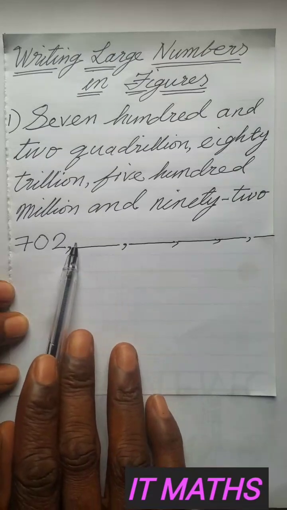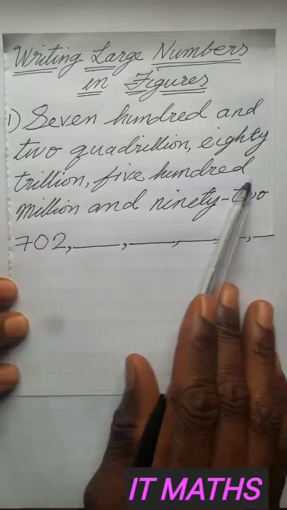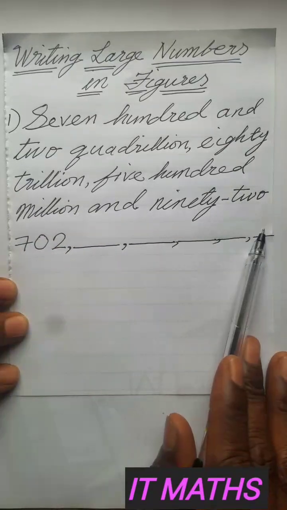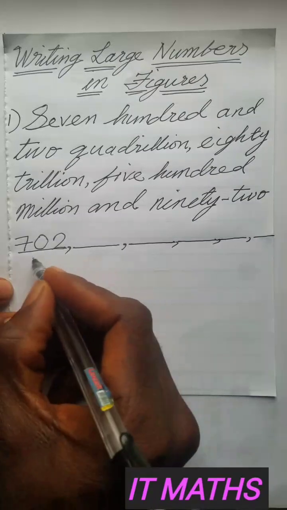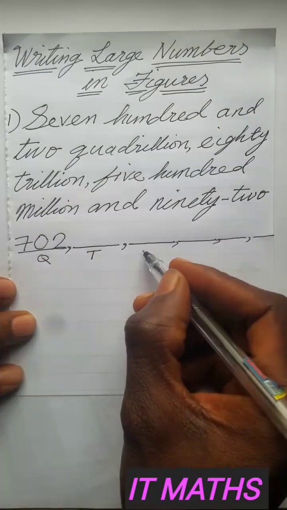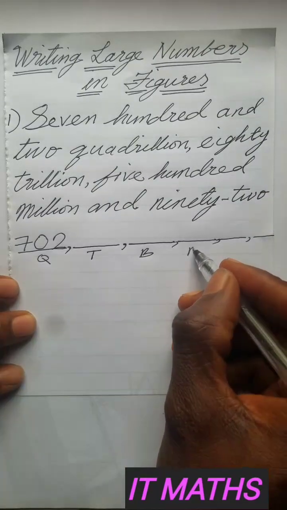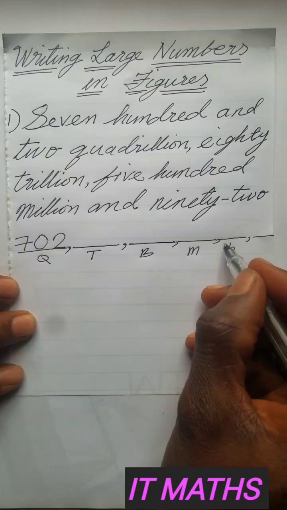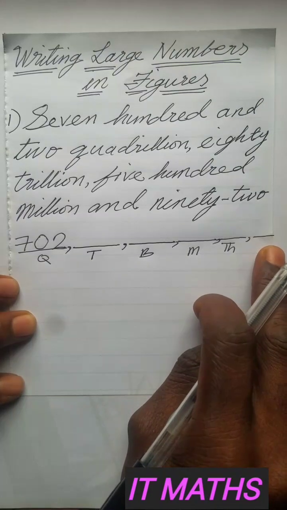But the thing is, why am I not writing zeros here all through? Is because we have numbers here that are not zeros, and we need to fill this up depending on their family. So I'm gonna write Q here for quadrillion, T for trillion, and I'm gonna have here my B for billion, and then my M for million, TH for thousand, and then 100, tens and units.